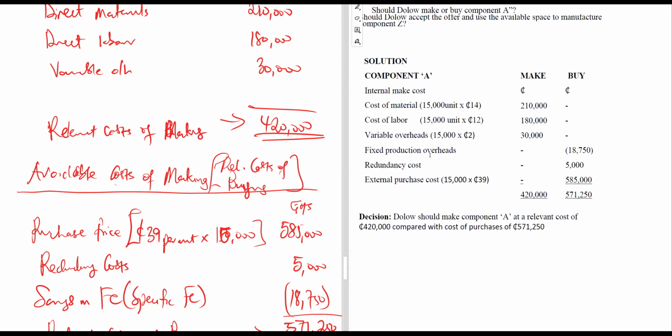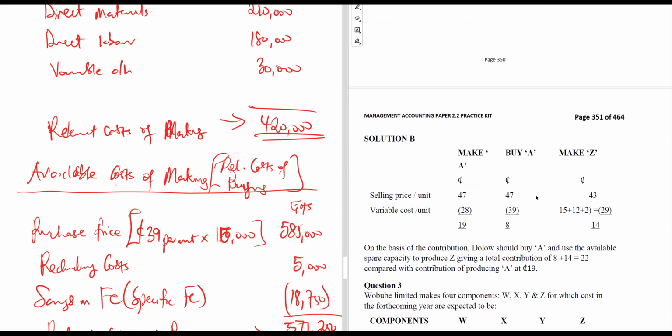And which one is the differential approach? Make, buy, right? Is that not what we learned? And you see, it's still the same one. This one is 571,250. This is 420, right? Dulo should make at a relevant cost of 420 compared with what? The 571,250. Okay. And then when we decide to now produce the new one, you can still do make, buy. But that one, you consider both of them to see if you still have extra contribution.